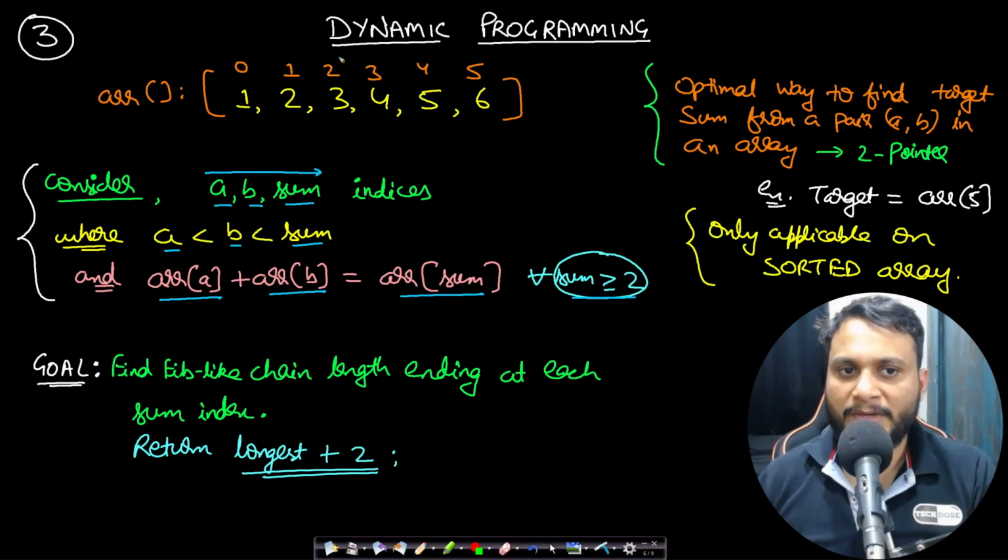Because the sum index cannot be 1, because you should have at least 2 items on the left hand side, okay? So the sum index should start with only 2. Right, so this is where the sum will start. Now I have to find 2 items, A and B. They must be 2 different indices in such a way that they sum up to give the given sum value.